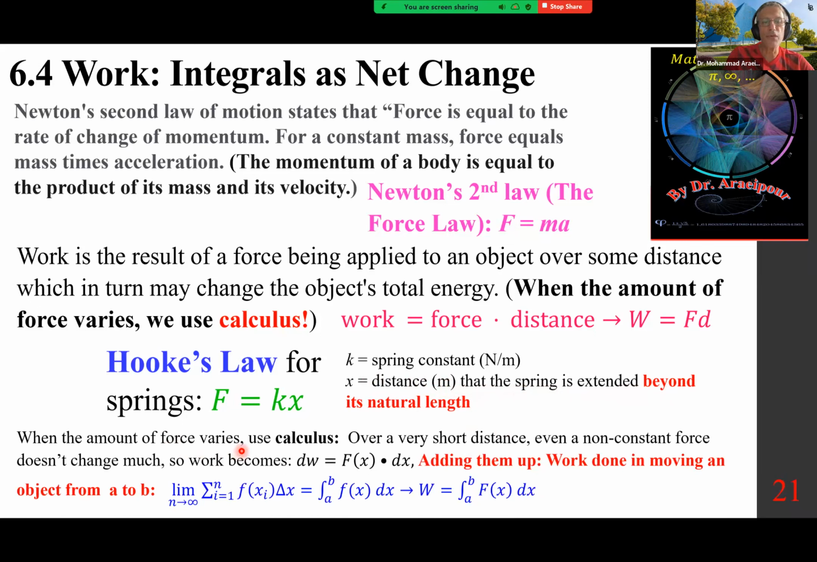When the amount of force varies, use calculus. Over a very short distance, even a non-constant force doesn't change much. So work becomes dW equals F of X times dx. Adding them up, work done in moving an object from point A to point B becomes a summation of F of X by delta X, and we take a limit as n goes to infinity. And as you know, this is the integral from A to B of F of X dx. So W is the integral from A to B of F of X dx by definition.